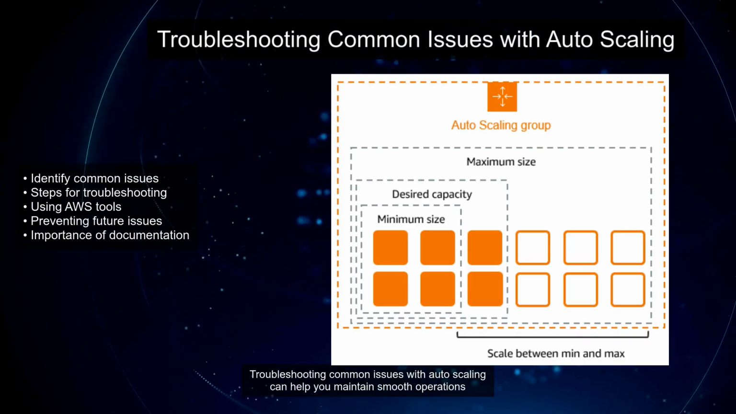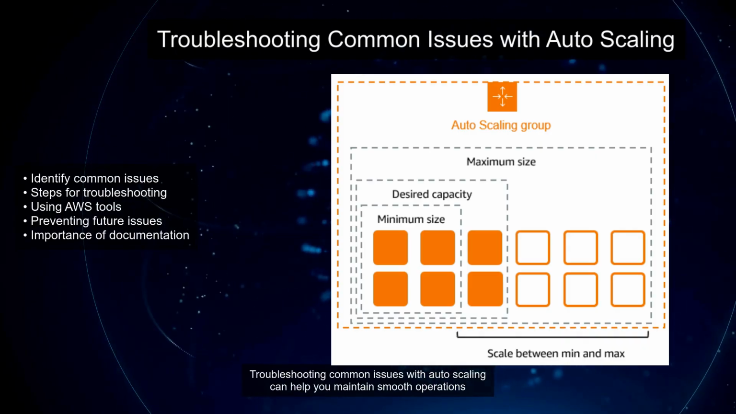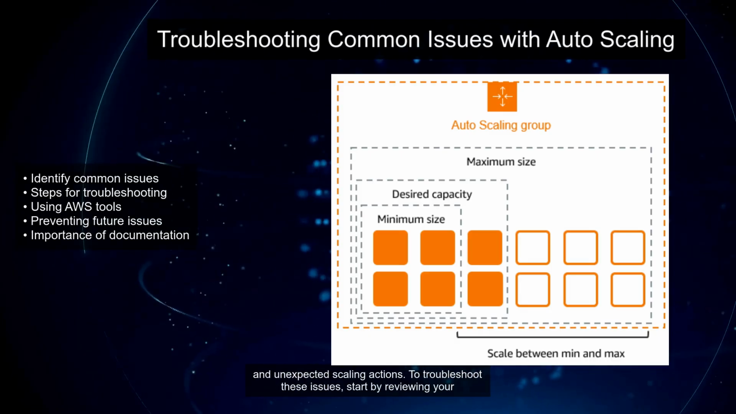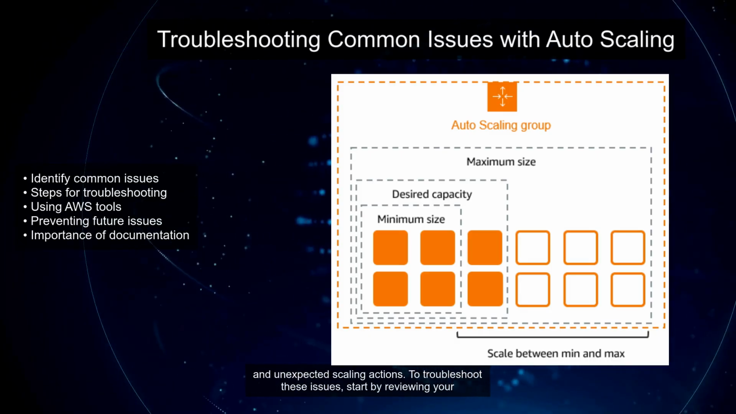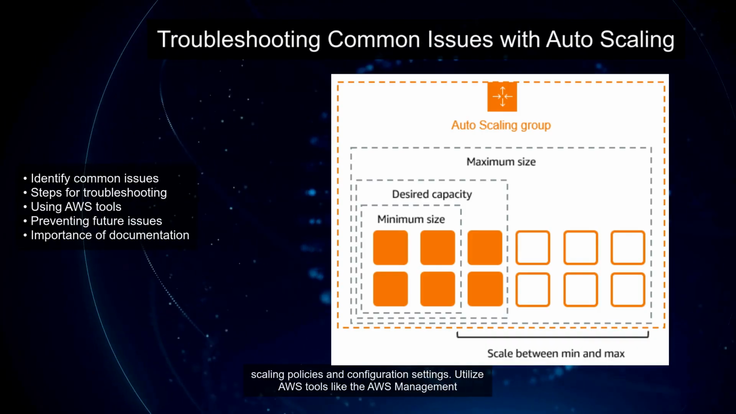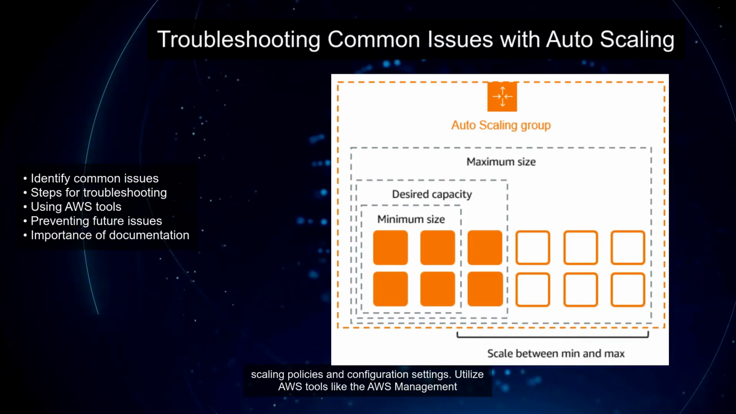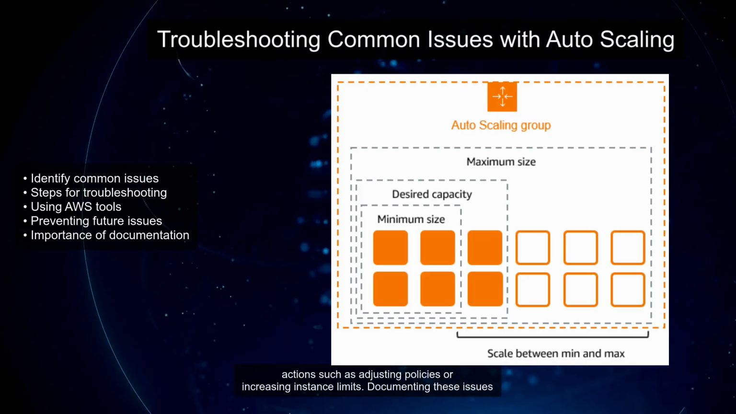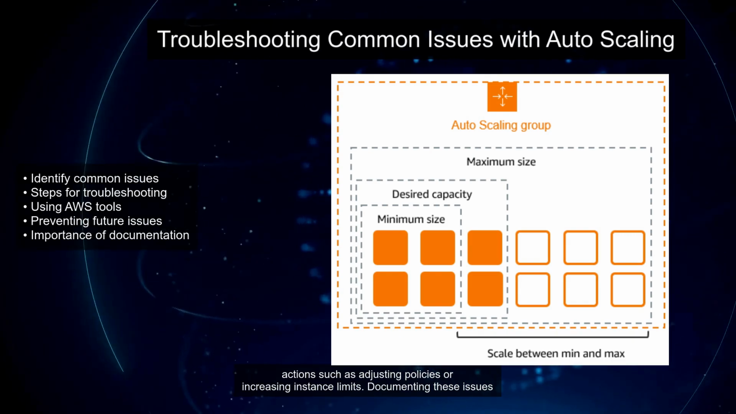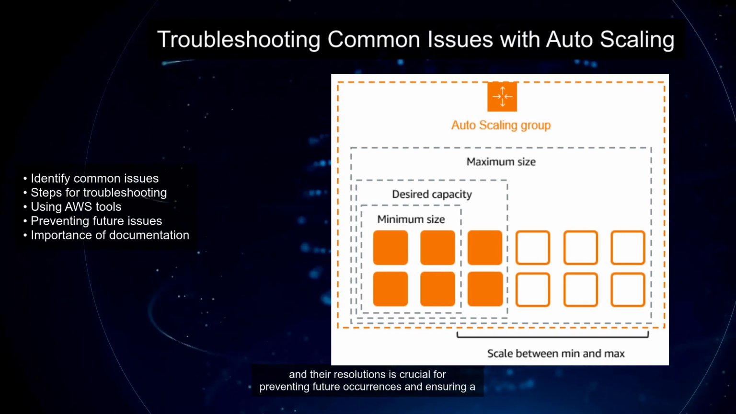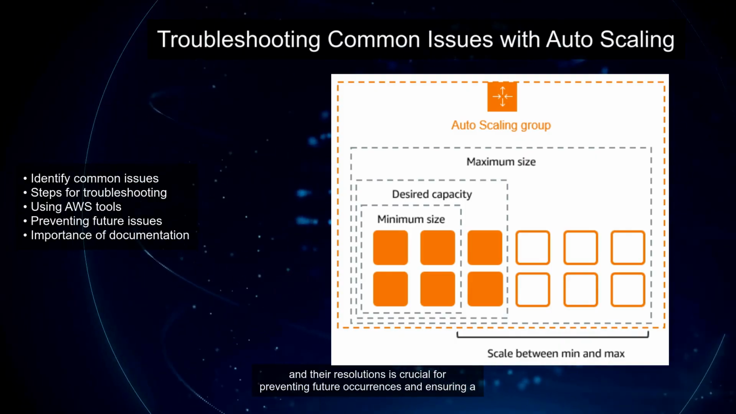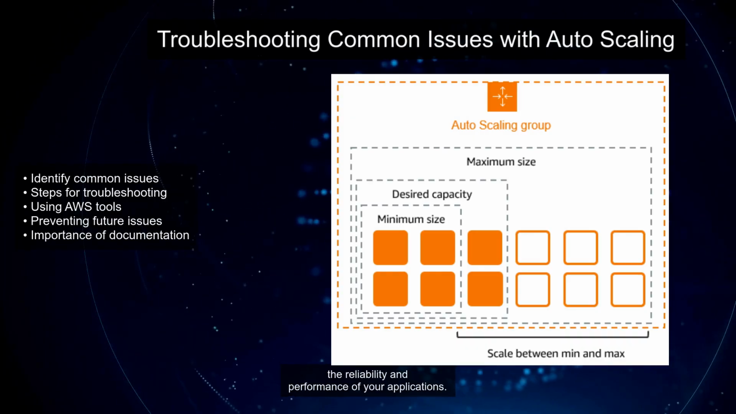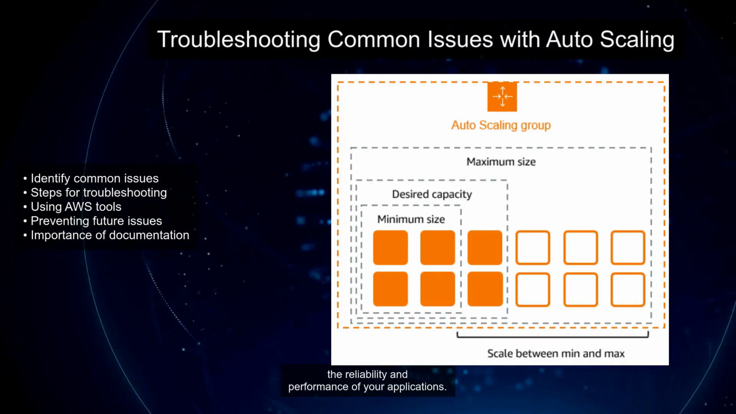Troubleshooting common issues with auto-scaling can help you maintain smooth operations and avoid disruptions. Some common issues include incorrect configuration, insufficient instance limits, and unexpected scaling actions. To troubleshoot these issues, start by reviewing your scaling policies and configuration settings. Utilize AWS tools like the AWS Management Console and CloudWatch logs to identify potential problems. Once identified, take corrective actions such as adjusting policies or increasing instance limits. Documenting these issues and their resolutions is crucial for preventing future occurrences and ensuring a robust auto-scaling setup. By proactively addressing common issues, you can enhance the reliability and performance of your applications.